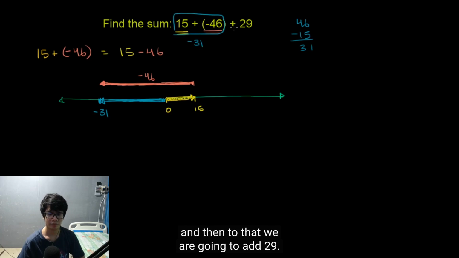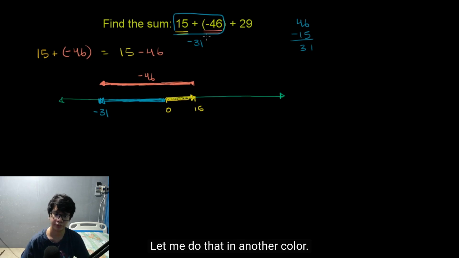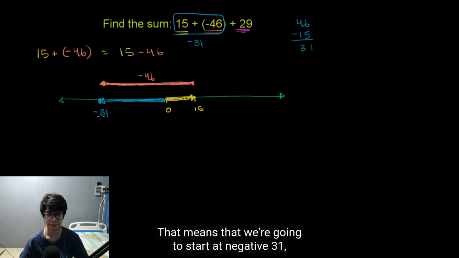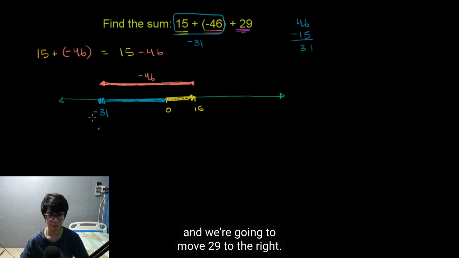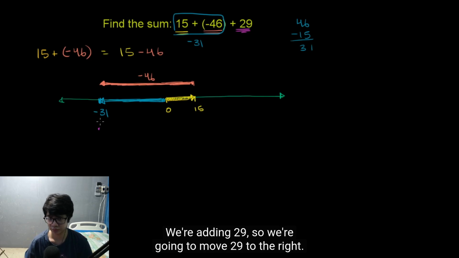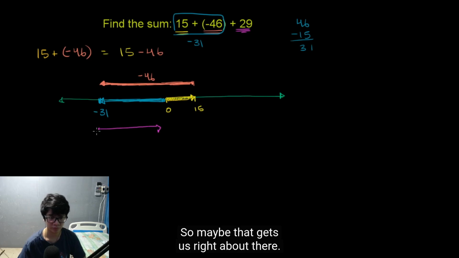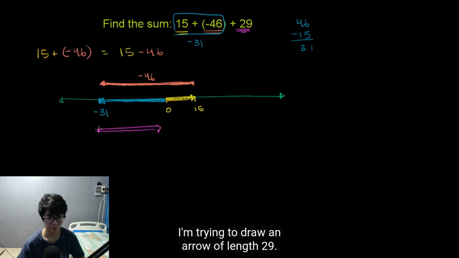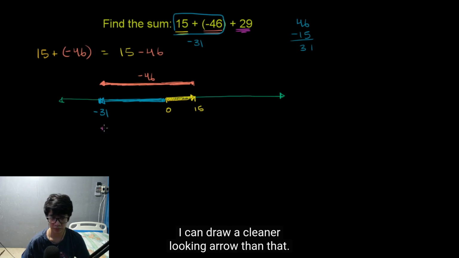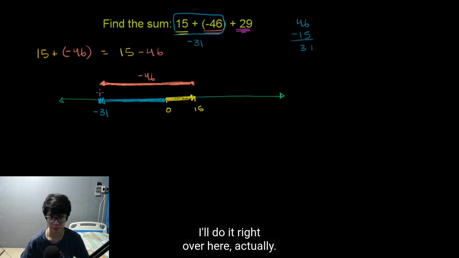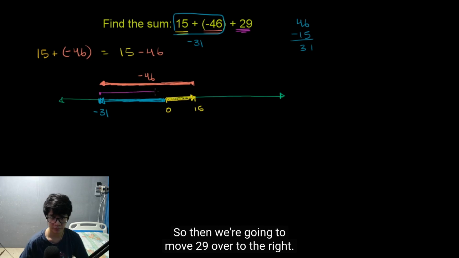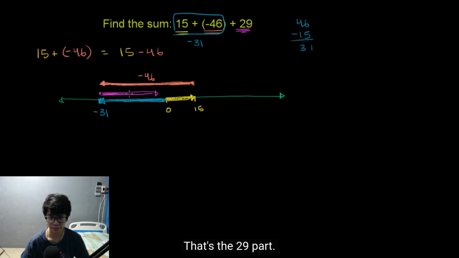And then to that, we are going to add 29. Let me do that in another color. So what does that mean? That means that we're going to start at negative 31, and we're going to move 29 to the right. We're adding 29. So we're going to move 29 to the right. So maybe that gets us right about there. Trying to draw an arrow of length 29. Let me draw it. I can draw a cleaner looking arrow than that. I'll do it right over here, actually. So then we're going to move 29 over to the right. That's the 29 part.